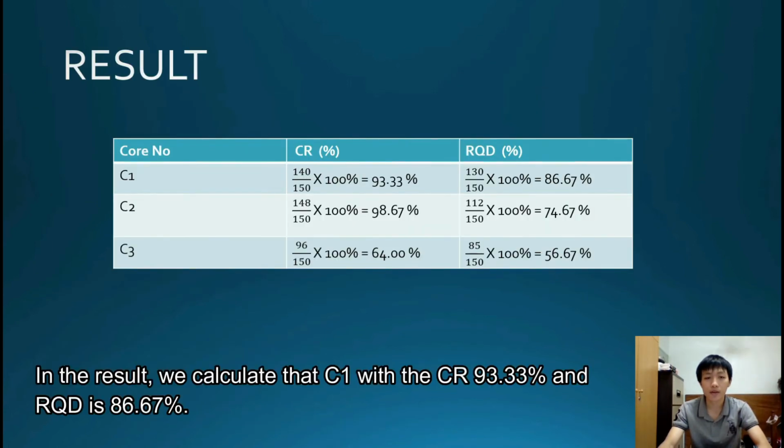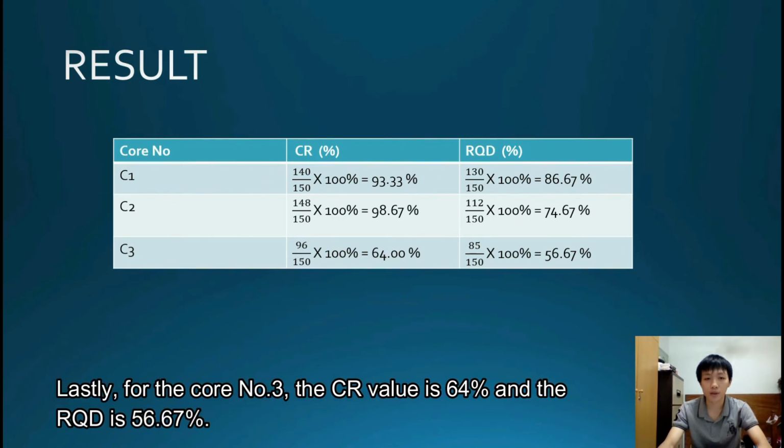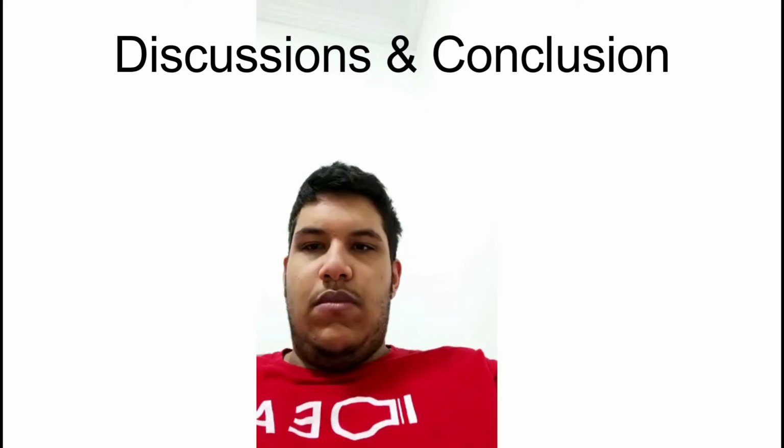In the result, we calculate that for C1, the CR is 93.33% and the RQD is 86.67%. For core number 2, the CR value is 98.67% and the RQD value is 74.67%. Lastly, for core number 3, the CR value is 64% and the RQD is 56.67%.